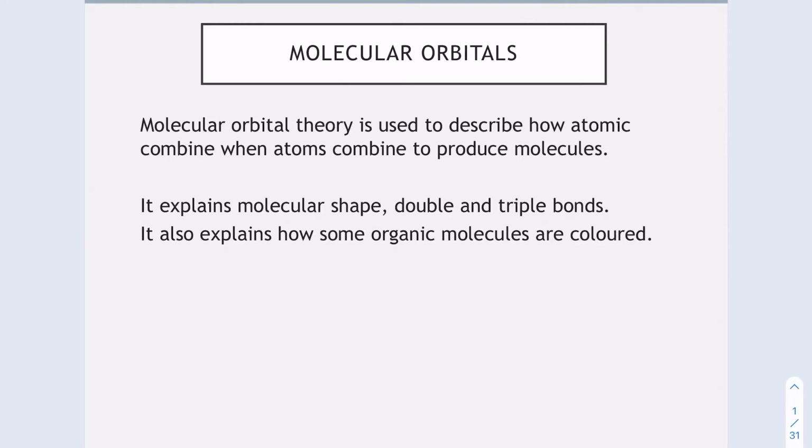Molecular orbital theory is used to describe how atomic orbitals combine when atoms produce molecules. Molecular orbitals are responsible for your shape, double, triple bonds, and it also explains how some molecules are coloured, specifically organic molecules. Before, we've only learned about transition metals being coloured, whereas now we're going to learn about organic molecules.